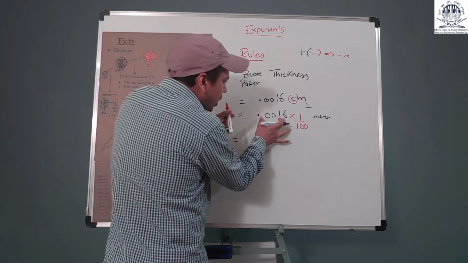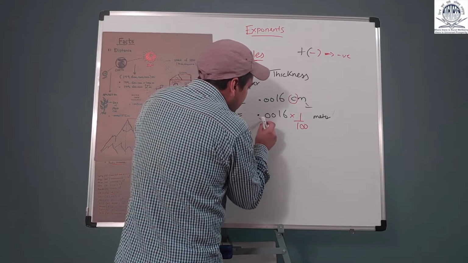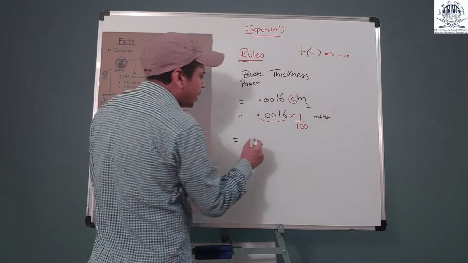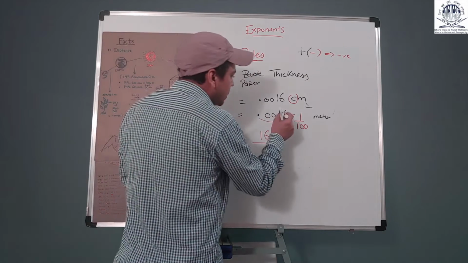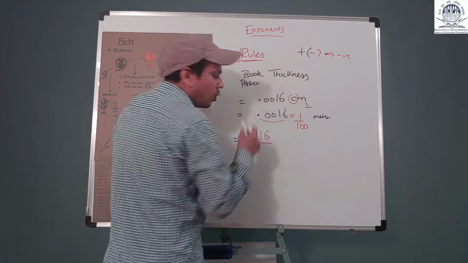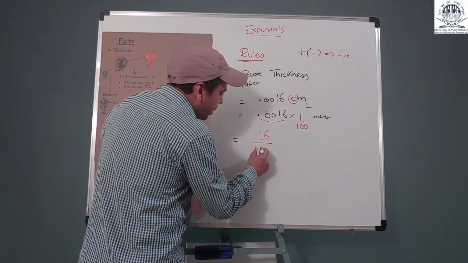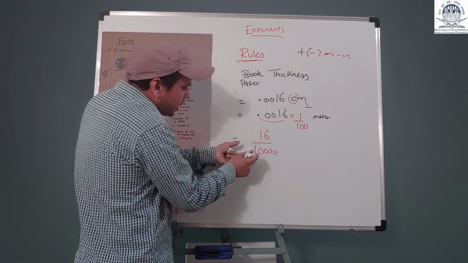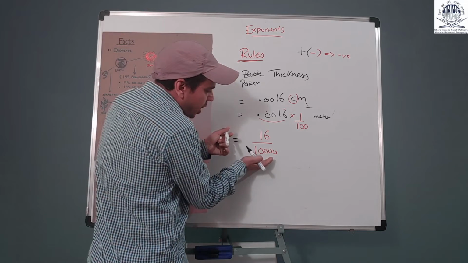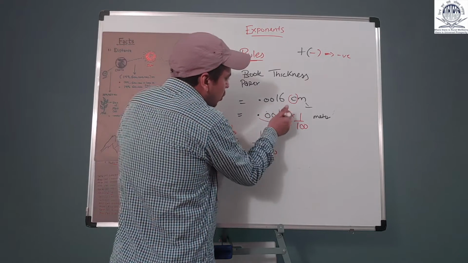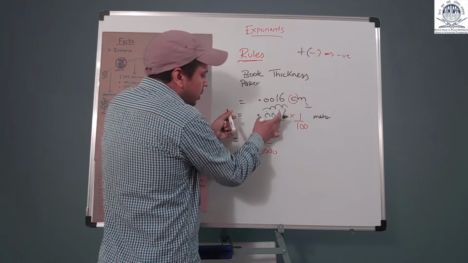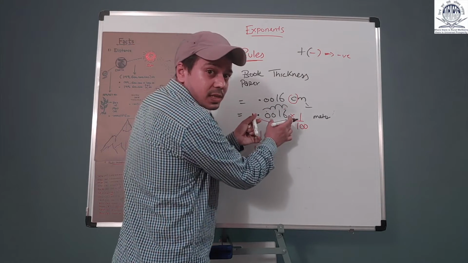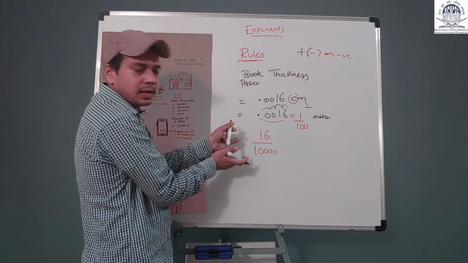So first I'll try to change this part over here. So 0.0016 I know is 16 upon how many decimal places actually? So it's 1, 2, 3, 4. So it will be divided by 10,000. Why? Because if you divide by 10,000, you can go back like 1 place, 2 place, 3 and 4. So 0.0016 essentially is 16 upon 10,000.